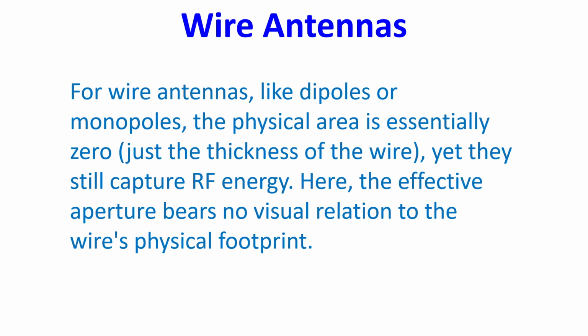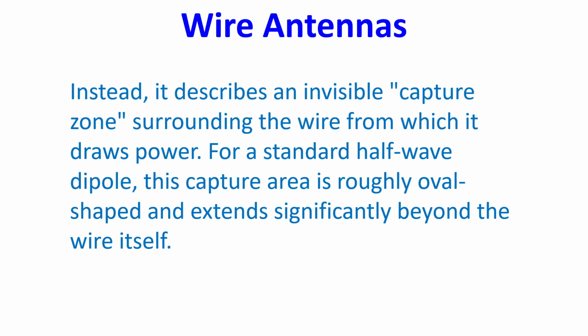For wire antennas like dipoles or monopoles, the physical area is essentially zero, just the thickness of the wire, yet they still capture RF energy. Here the effective aperture bears no visual relation to the wire's physical footprint. Instead, it describes an invisible capture zone surrounding the wire from which it draws power. For a standard half-wave dipole, this capture area is roughly oval-shaped and extends significantly beyond the wire itself.